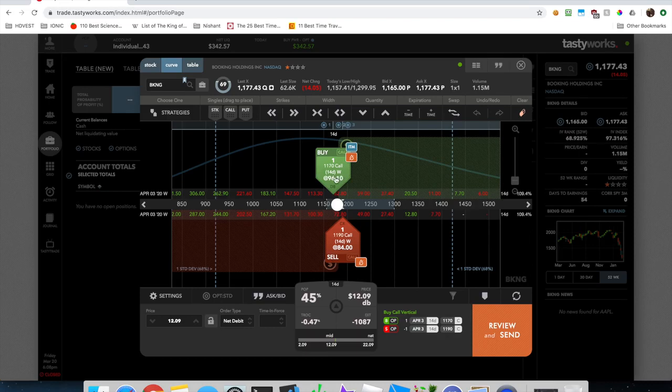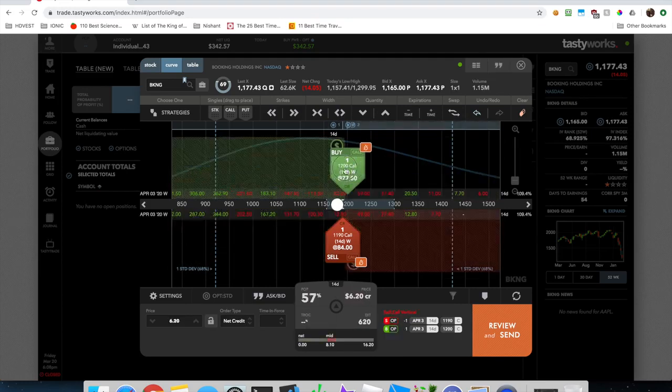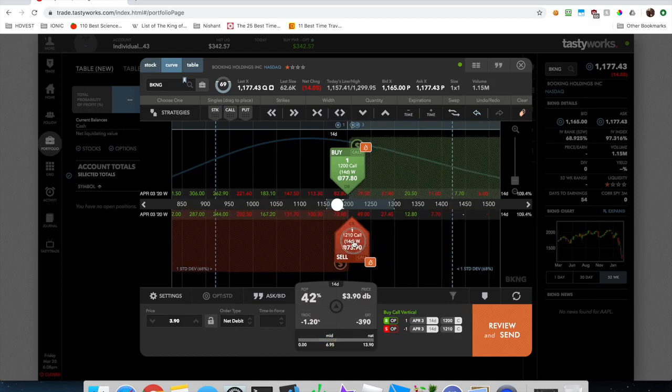So in this case, it pulled up some defaults. It's saying buy 1170 call, 1190 call. The price I alerted you was 12. Let me drag this buy to the 1200 call. And then the sell part, let's switch it to 1210. So that is the structure: 1200 call you're buying, 1210 call you're selling.